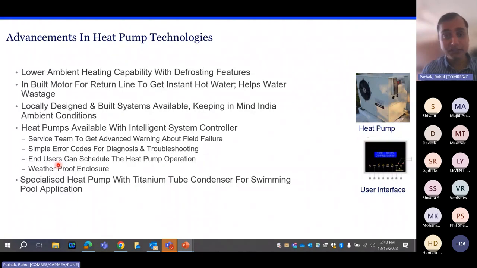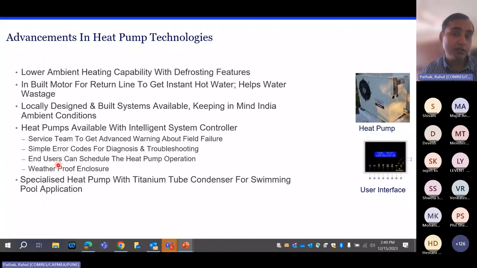Intelligent system control, again, a very important point, because if something goes wrong inside the heat pump, the service team should be able to decode the problem inside your heat pump, which has the diagnosis and troubleshooting protocol inside the controller. So those are some of the advantages you get with the right type of control inside your system.